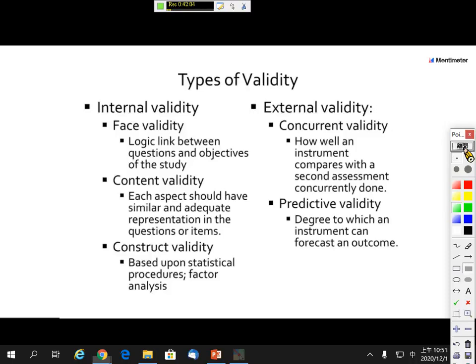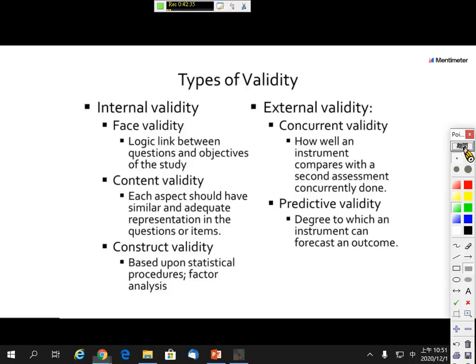And the other one is predictive validity. It means, can I use the results of the study, the process of the study, to predict another scenario very similar to my study in another setting? If it is, then it has predictive validity. If it does not, then it does not have predictive validity.